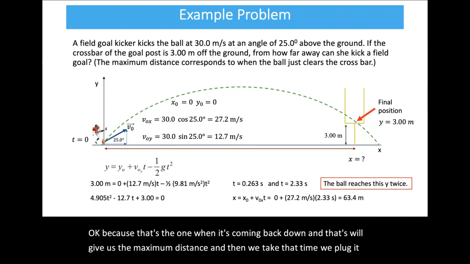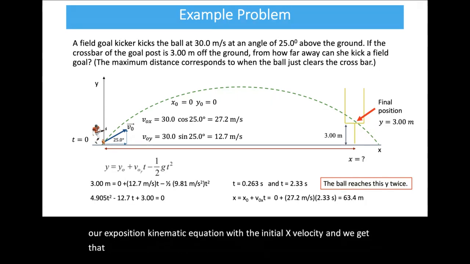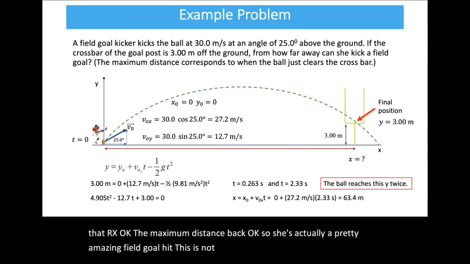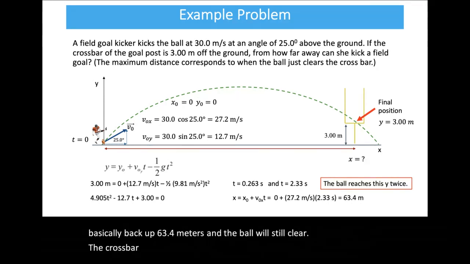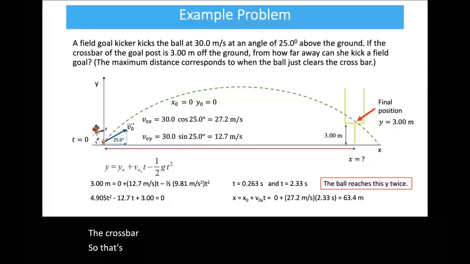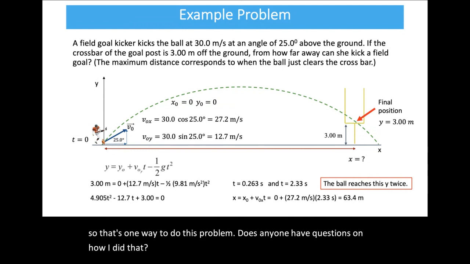And then we take that time, we plug it into our x position kinematic equation with the initial x velocity, and we get our x, the maximum distance back. So she's actually a pretty amazing field goal kicker. This is not super realistic, because you can basically back up 63.4 meters and the ball will still clear the crossbar. Okay, so that's one way to do this problem. Does anyone have questions on how I did that?